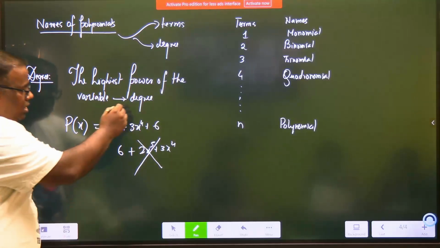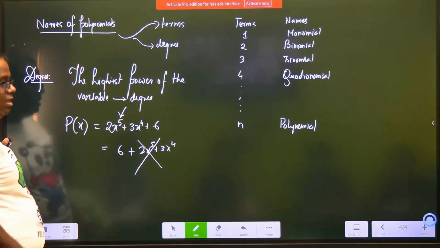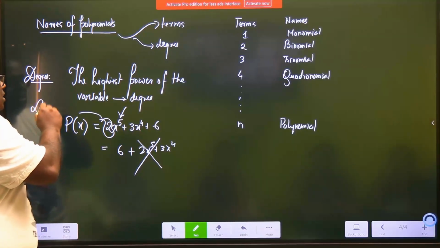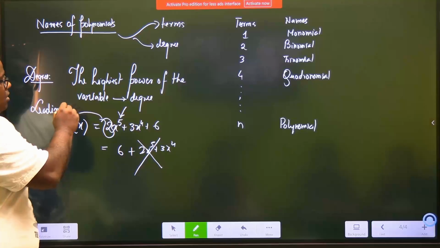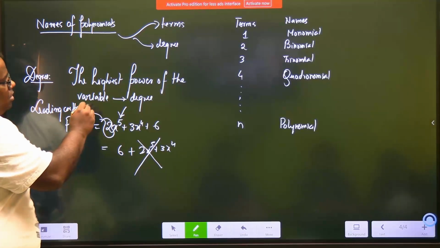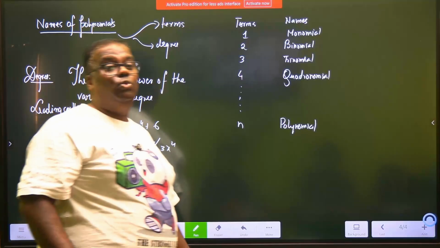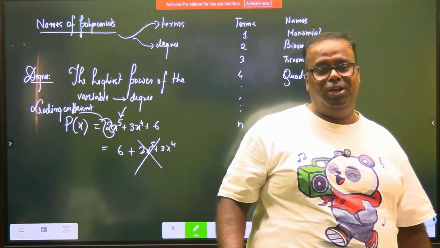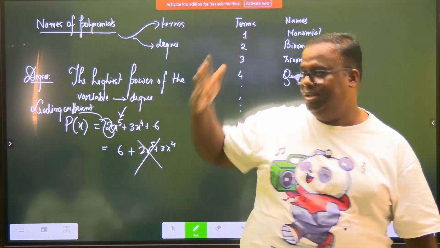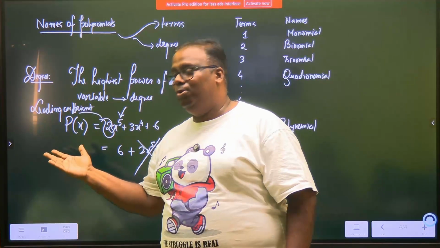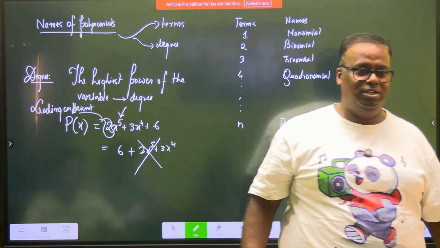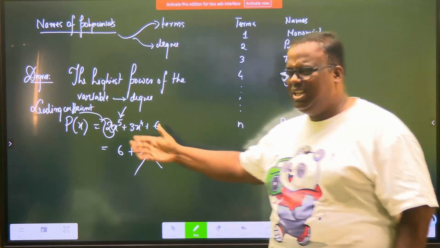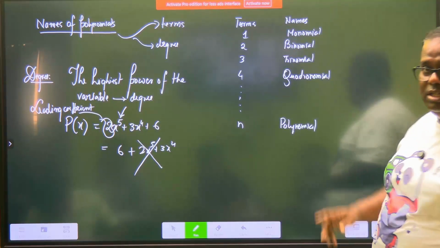Wait. Now, since this is the highest power, if there is a 2 or any coefficient out here, its name becomes the leading coefficient. You know joint families? In joint families, which wife or daughter-in-law keeps the keys of the house with her? The eldest. So she is known as the badi bahu. So this is the badi bahu. Leading coefficient. The leading coefficient will keep the keys with her. Have you understood? Leading coefficient can be positive, can be negative. Did this thing get into your head?